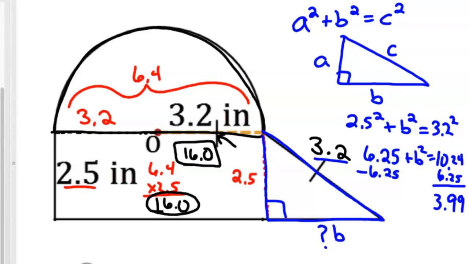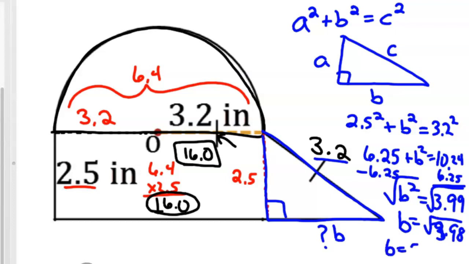which is almost 4. So I know b is almost 2, but we're going to take the square root of 3.99. You've got b squared equals 3.99, so you have to eliminate the square, you have to square root both sides. And so the square root of 3.99 is almost 2. It is 1.997, so b would be 1.997.